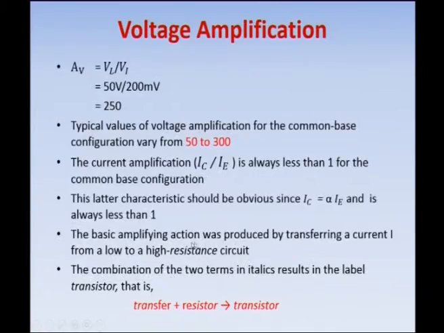And so, the basic amplifying action was produced by transferring a current I from a low to high resistance circuit. The combination of the two terms in italics results in the label transistor, that is, transfer plus resistor gives you transistor. Transferring the current from a low resistance path to a high resistance path is a transistor.